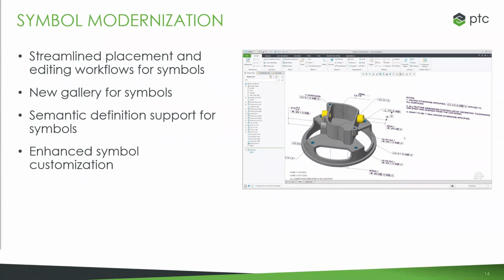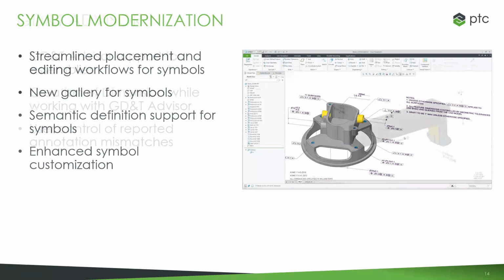And also symbols support their semantic definition now with Creo 8 in the same way that it works for annotations or notes. Essentially means that you can now run a semantic query on the symbol. It lets you know which references are associated with that particular symbol.